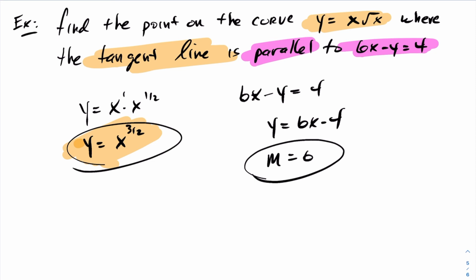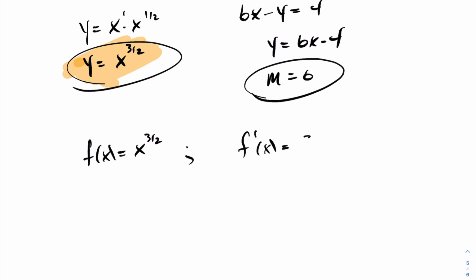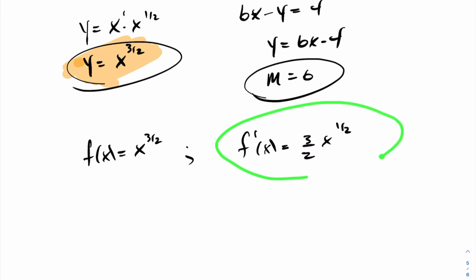So therefore, what I need to do is find points on this curve where the slope of that tangent line at that point is 6. Well, how do you express the slope of a tangent at any point on the curve? That would be your derivative. So my original function is f of x equals x to the 3/2. If I go ahead and calculate my derivative, this will be f prime of x. Using my power rule properties, this will be 3/2 x to the 1/2, subtracting 1. Now, this gives me a general form for the slope of the tangent line at any point on this curve.